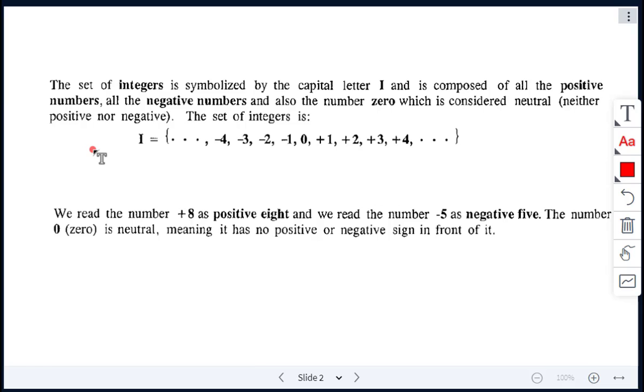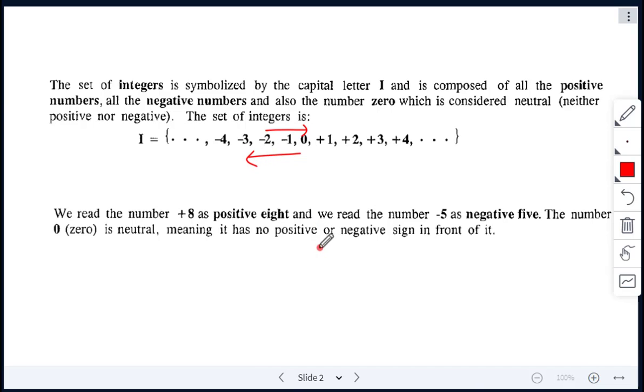When we want to write out the set of integers, capital I, we have these brackets here, and then we've got 0 there. To the right of 0 are the positive numbers. To the left of 0 are the negative numbers. If you're moving to the right on a number line, you are getting larger numbers. As you move left, the numbers are getting smaller.